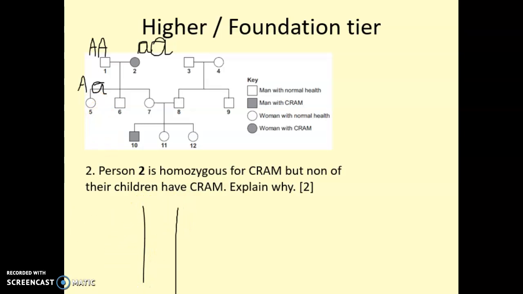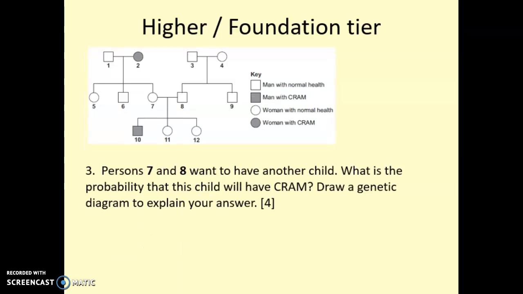You could show that on a Punnett square if you liked. If it said explain why, you can explain it on a Punnett square, so long as you've got the correct genotypes present and you identify who's got what. And the last question, again, I would definitely be drawing a Punnett square for this. I'd always draw one just to get it clear in my mind. Person 7 and 8 want to have another child. What is the probability that they will have CRAM, this recessive disease? Draw a genetic diagram to explain your answer.